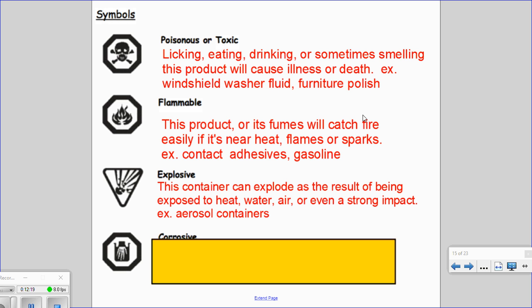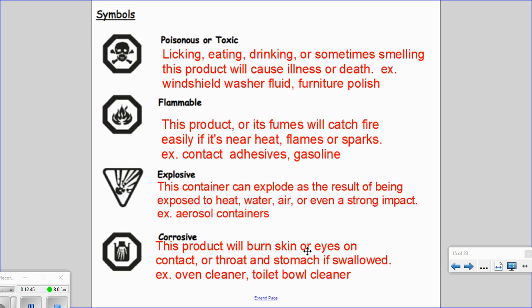For explosive, it indicates that the container can explode as a result of being exposed to heat, water, air, or even a strong impact. So, for example, aerosol containers. You never put aerosol containers into a fire because those contents are usually under pressure, and it can cause rapid expansion of those contents, causing the container to explode. For corrosive, this product will burn the skin or eyes on contact, or throat and stomach if swallowed. So for example, oven cleaner and toilet bowl cleaner are corrosive products, so you don't want those to come into contact with your skin.